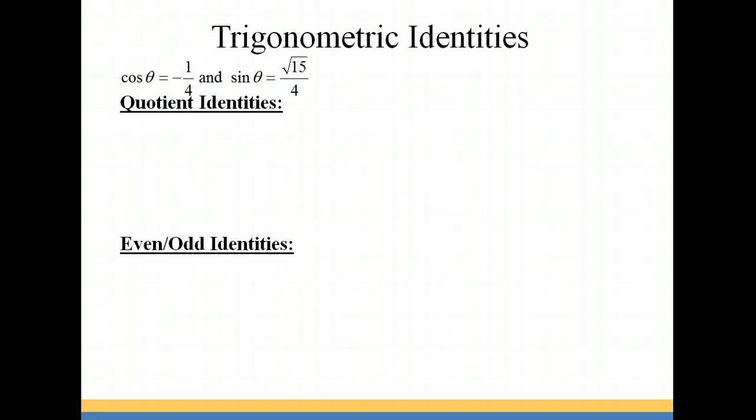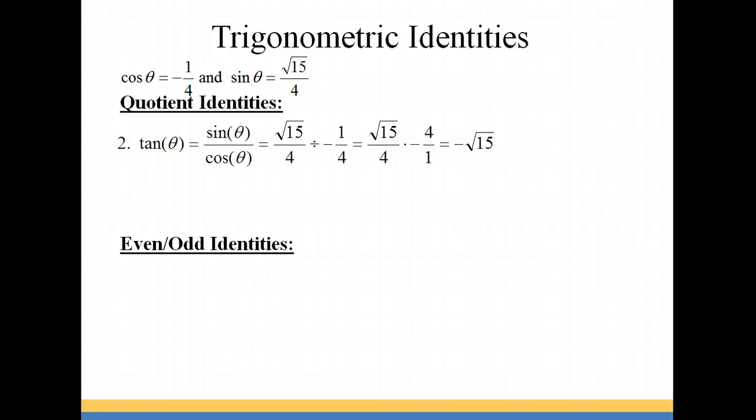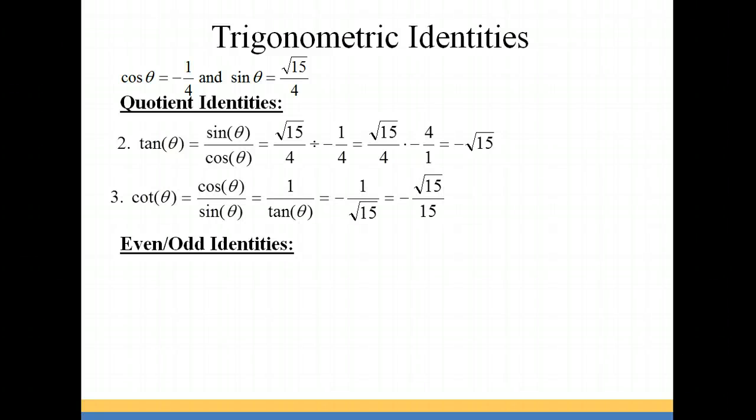Next, we're going to work on quotient identities. We already know that the cosine of the angle is -1/4 and the sine of the angle is the square root of 15/4. We can find the tan by dividing the sine by the cosine and simplifying. So we get negative square root of 15. We can also find the cotan by dividing the cosine by the sine, or you could take the reciprocal of the tan, and we get negative square root of 15/15 after rationalizing.